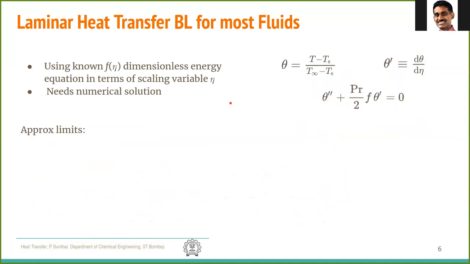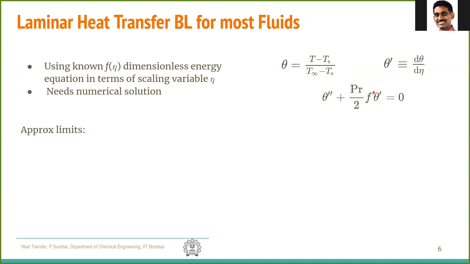Now let's look at the heat transfer problem in a laminar boundary layer. Once the momentum transfer problem has been solved, we have obtained expressions or numerical values for f of eta. Now f of eta can be used in the energy balance equation by making the energy balance equation dimensionless in this form. Theta is T minus Ts by T infinity minus Ts, and theta prime is d theta by d eta. So the energy balance equation reduces to theta double prime plus Pr by 2 f times theta prime equals zero.